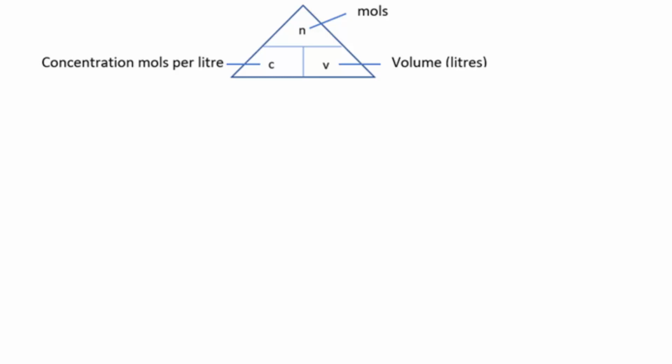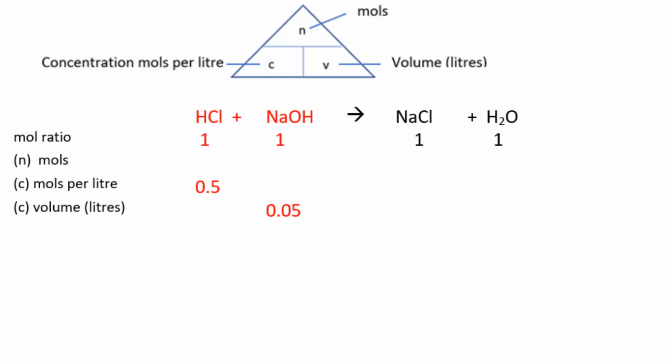Using the triangle, we can write the following information that you know before we even start the titration. So here's your balanced equation, and here's the mole ratio of the items of interest. So 1 mole of HCl reacts with 1 mole of sodium hydroxide, or NaOH. The volume of sodium hydroxide is known. Before we do the titration, it's 50 cubic centimetres, that's 0.05 litres. The concentration of HCl is also known, that is 0.5 moles per litre.